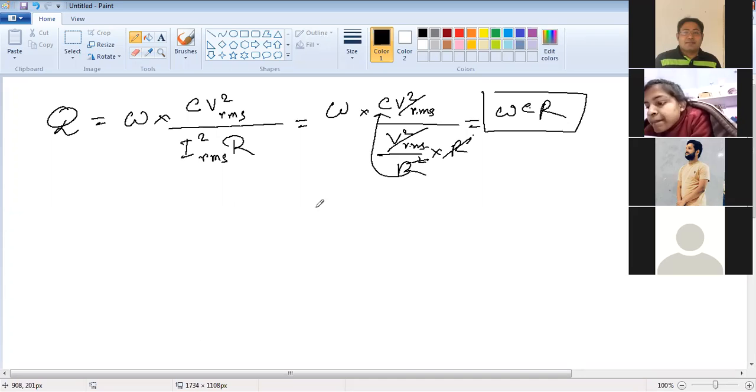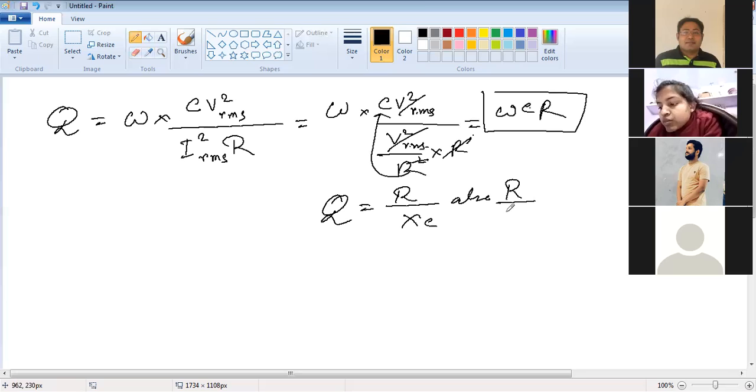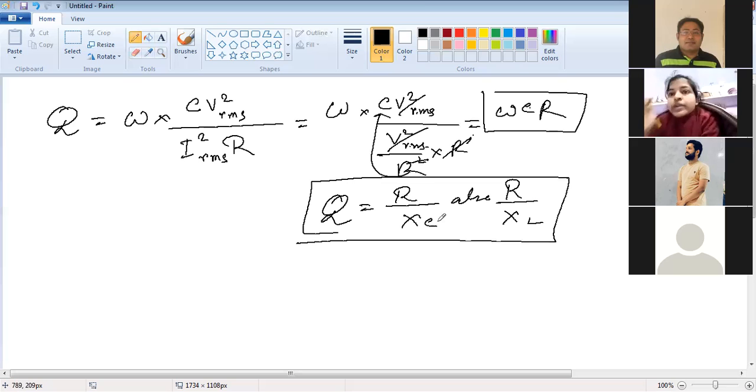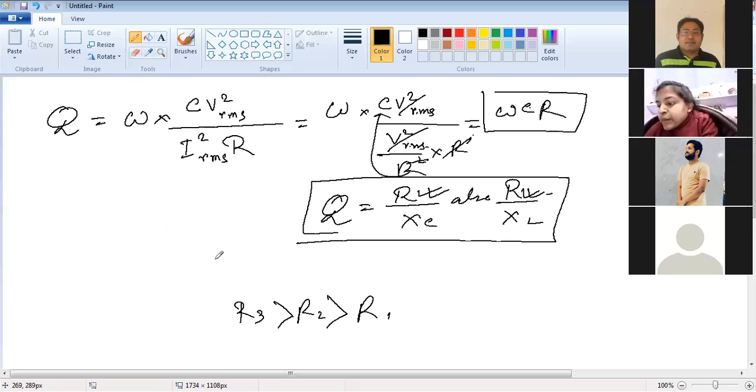Okay. So Q equal to quality factor equal to R by XC and also R by XL. This is the relation. So if R is increasing, then Q is also increasing. So if R3 is greater than R2 greater than R1, then its quality factor also differentiates. Okay. So we should go for a numerical so that it becomes clear.